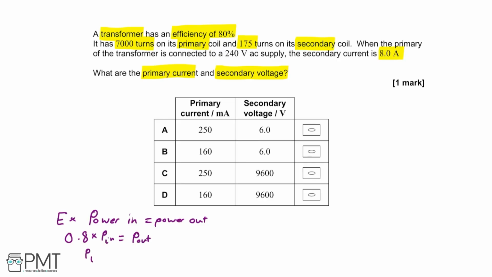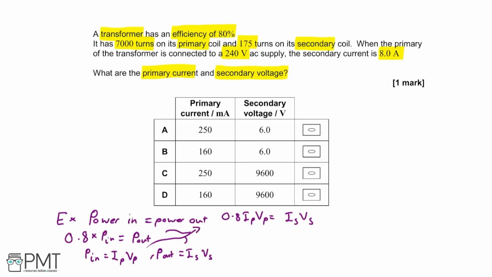Now we can use that the power in is given by the current in the primary multiplied by the voltage in the primary, and that the power out is similarly given by the current in the secondary multiplied by the voltage in the secondary. Putting these things together, we find that 0.8 times Ip Vp is equal to Is Vs. In the question we've been given the primary voltage as 240 volts, and we're told the secondary current. So we want to write this expression in terms of things we know and related to the things that we've been given in the answer.